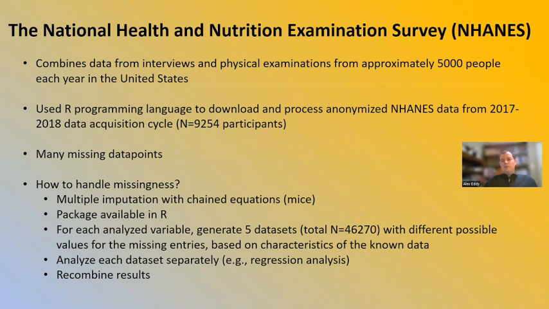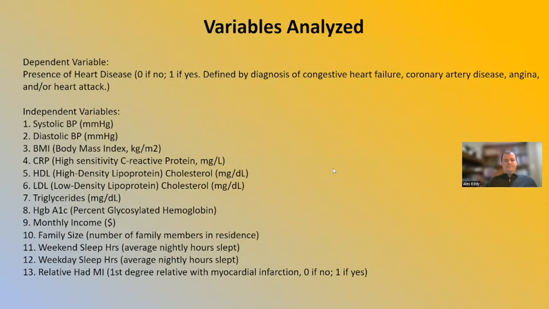So what we opted to use was an algorithm called multiple imputation with chained equations, also known as MICE. It's a convenient package available in the R programming language. And the way it works is for each analyzed variable, such as systolic blood pressure, it will generate 5 data sets with different possible values for the missing entries based on the characteristics of the known data. Each of those 5 data sets will then be analyzed separately, such as with regression analysis. And then at the very end, the results will be recombined.